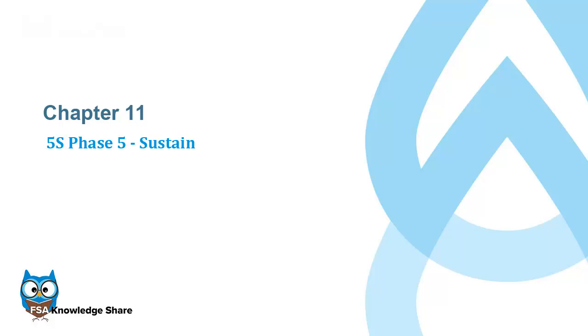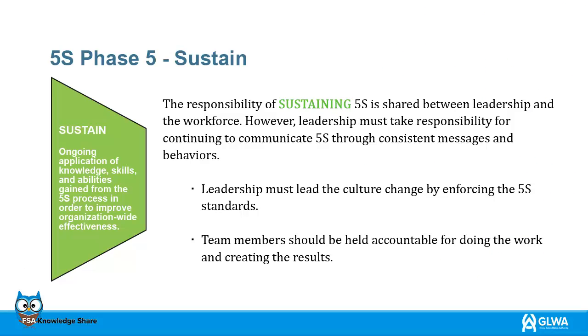and approved. The responsibility of sustaining 5S is shared between leadership and the workforce. Consistent messaging and behaviors to team members from leadership will be the key to successfully sustaining 5S. If you think about it, it's a twofold process. Leadership is responsible for enforcing the 5S standards, while team members are responsible for doing the work and creating the results. Just remember, it's a shared responsibility.